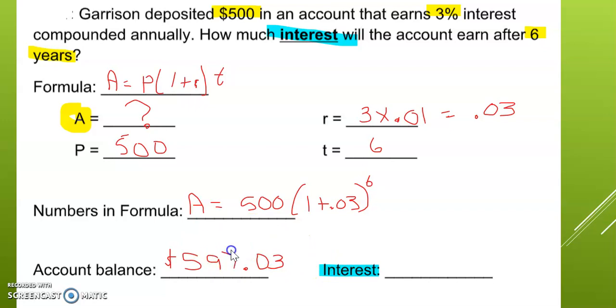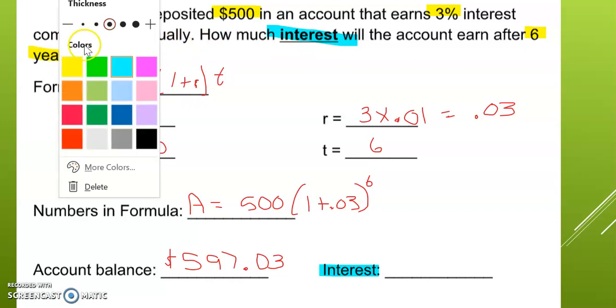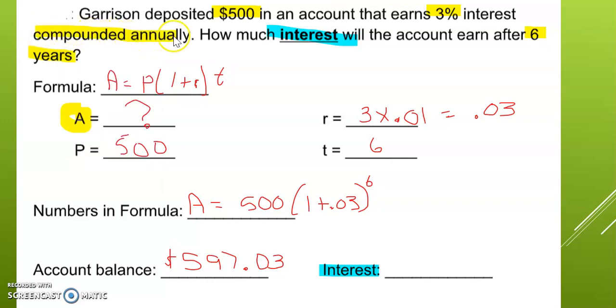Okay, so I walked in the bank, I put $500 in, I wanted it compounded annually. When I compounded annually, at the end of the 6 years, I walk back into the bank, I have that much money. That means that's the 500. So it's the 597, which is the all, minus the initial deposit, which is the 500, and that gives me interest of $97.03.